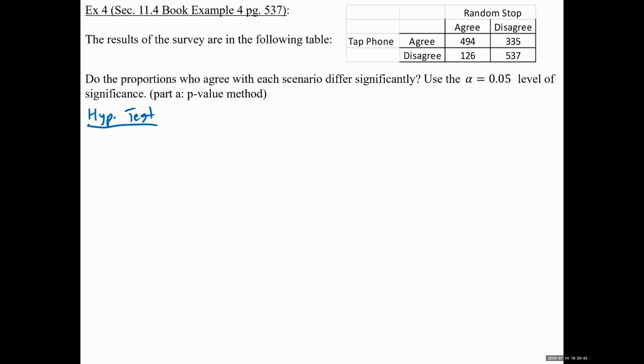So there are 2 percentages here. There's the percentage of all people who think it's okay for these random stop and searches, and then there's the percentage of people that think it's okay to tap your phone. So we have 2 different percentages. But again, this data was collected from the same group of people. Both questions were asked of the same group of people. So it's dependent samples. By the way, when the problem is independent or dependent samples, I would like you to write that down. So maybe I should have written that down.